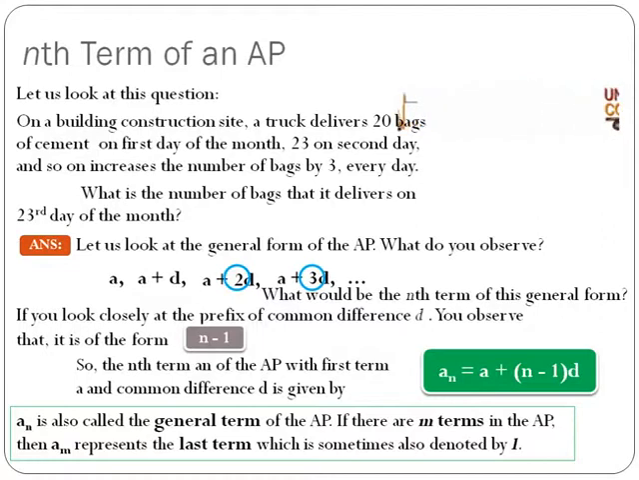a_n is called the general term of the AP. If there are m terms in the AP, then a_m represents the last term, which is sometimes also denoted by L.